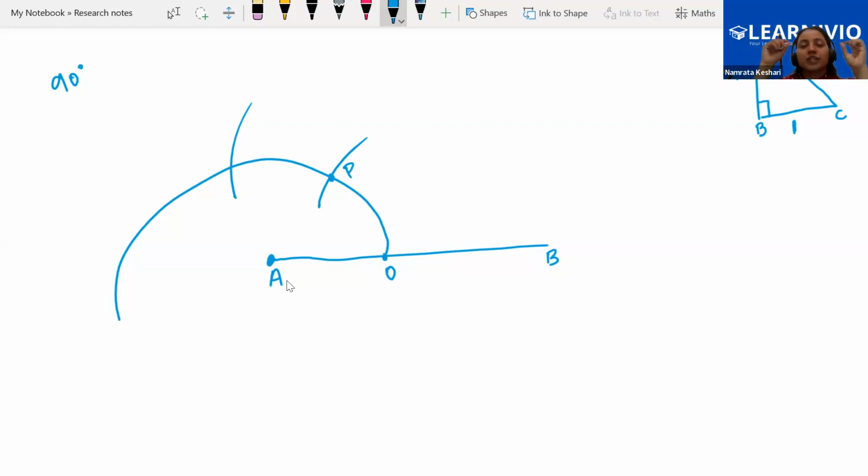Just don't keep it very small. Take any measurement in the compass, and now place the needle of the compass at point A and make an arc the way I have made. Have you got something like this? Ayan, Farhan and Sara, have you got something like this? Yes, ma'am. Okay, let's say this is point O. Now place the needle of the compass, without disturbing the measurement, at point O and make an arc like this.